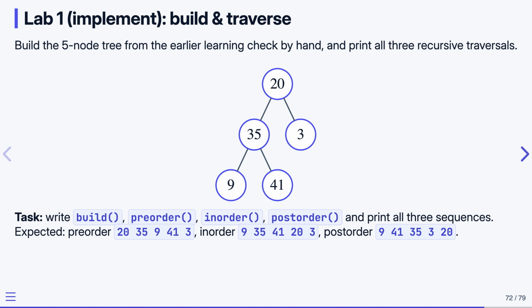Pre-order should give 20, 35, 9, 41, 3. In order should give 9, 35, 41, 3. Post-order should give 9, 41, 35, 3, 20. Pause the video and try it yourself first.